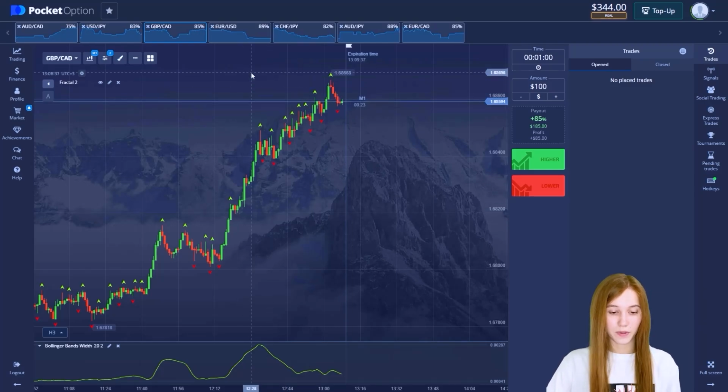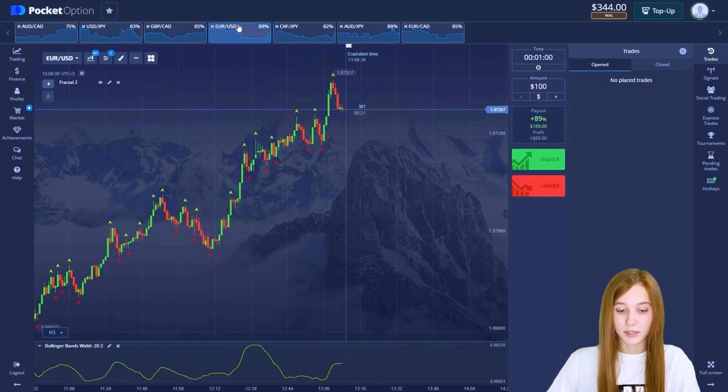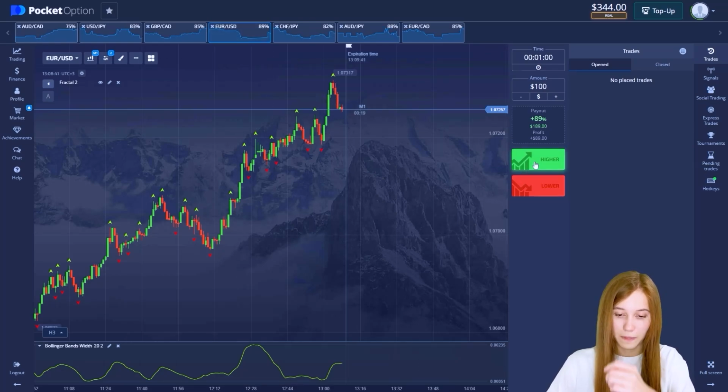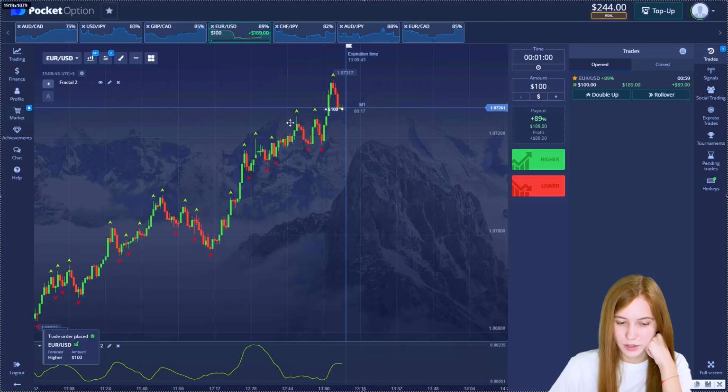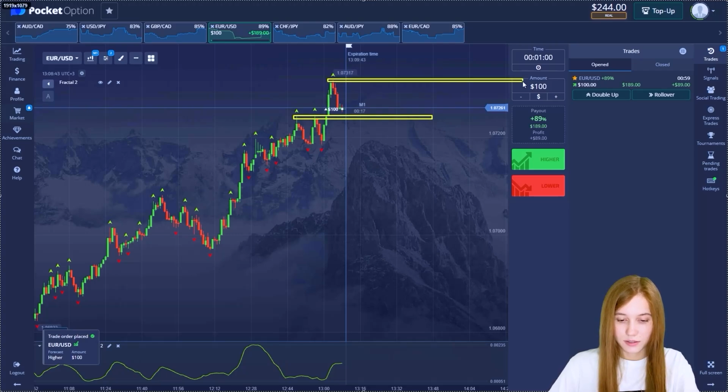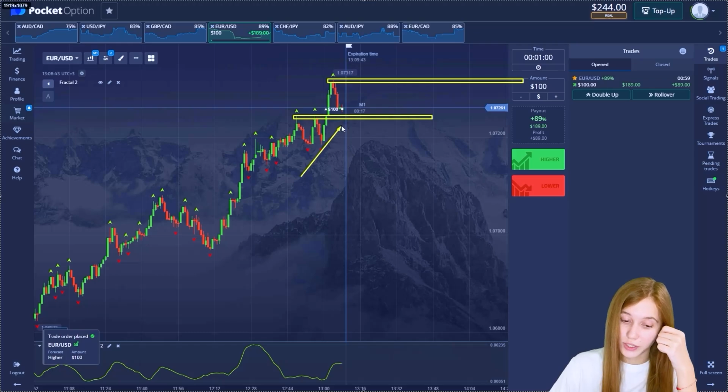And now we move on to the next concept. So here we are. We open up, and we start our technical analysis. So we see a support area and a resistance area.